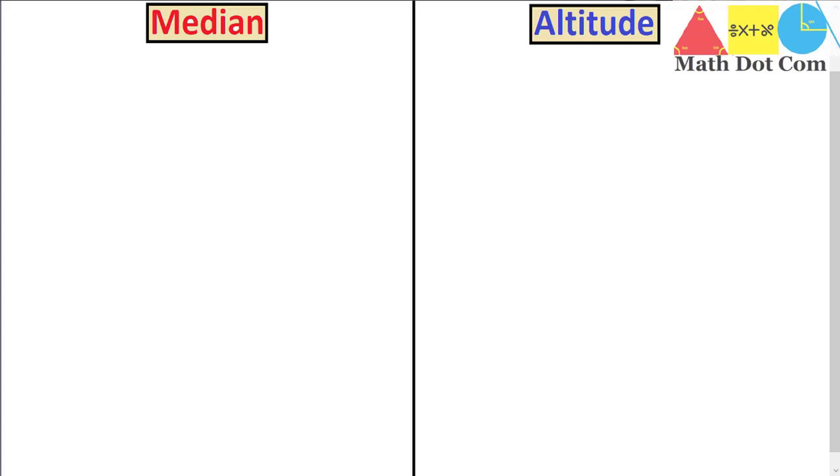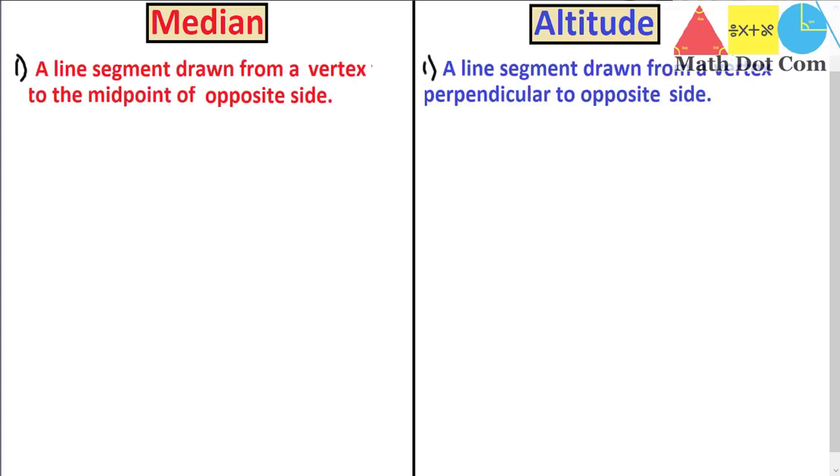So let's start with the first difference between the two, that is their definition, and let's see how they differ in terms of their definition. These are the definitions of median and altitude that I have already written here. Our first concern is to see how they differ in their definition one by one so that you can easily differentiate between them. So we'll start with the median.